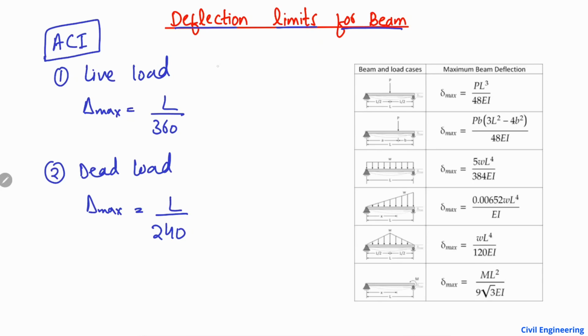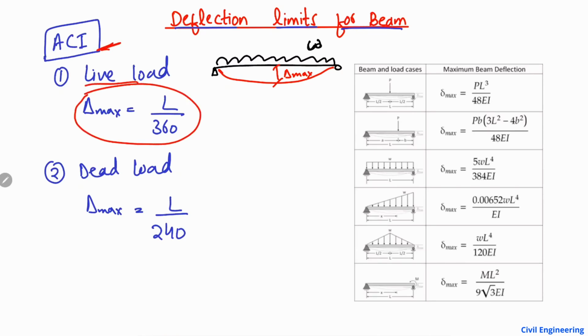Now, for example, if I consider a beam, say a simply supported beam with a uniformly distributed load acting on it. Of course, due to this W load acting on the beam, the beam will try to bend or deflect in this way. It will show the maximum deformation or deflection. According to the ACI code, when this load is a live load, then the maximum allowable deflection is L by 360.